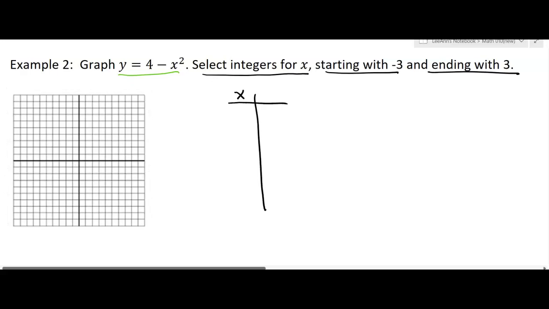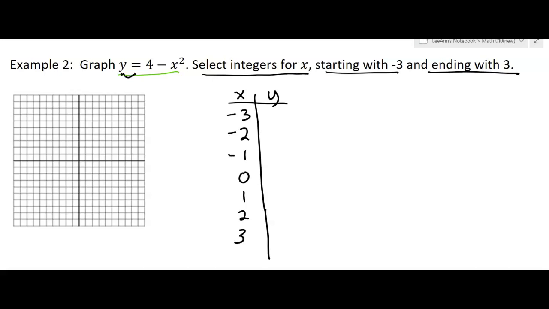So here's x, here's y. I'm going to start with -3. I'm not going to pick weird fractions and decimals. I'm just going to stick with integers here. And they want me to actually calculate, what is that, 7 ordered pairs. Okay, now this graph, this relation here, this equation, looks similar to the one we did in the last video, but it is different. So I have y equals 4 minus x squared.